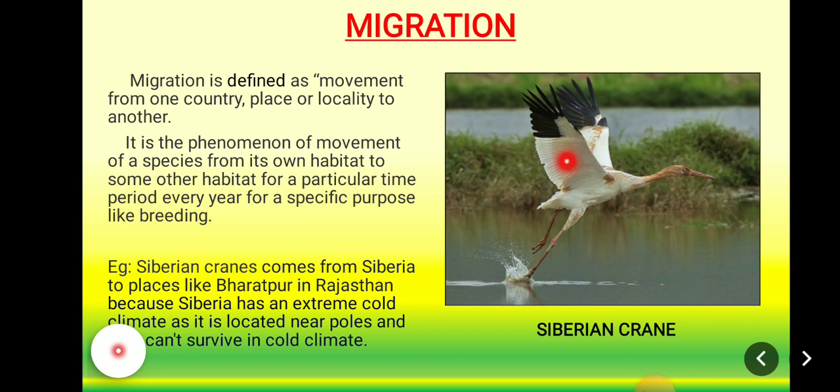Example, you can see this is the Siberian crane. Siberian cranes come from Siberia to places like Bharatpur in Rajasthan because Siberia has an extreme cold climate as it is located near the poles and they cannot survive in such a cold climate.